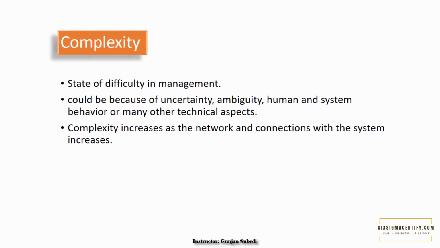Another key term that is largely confused with uncertainty and ambiguity is complexity. Complexity is the state of difficulty in management. It could be because of uncertainty, ambiguity, human and system behavior, or it could be due to many other technical aspects. Complexity can arise due to multiple reasons when the networking increases. I mean to say, when the factors that affect the project increase, naturally the complexity increases as it is more and more difficult to manage the project.